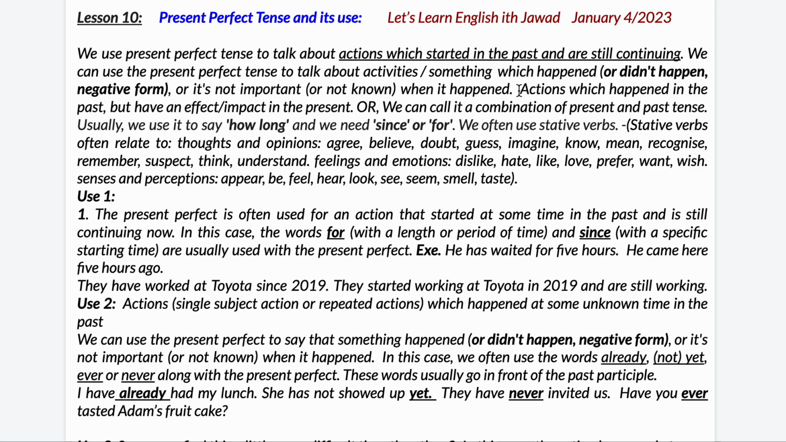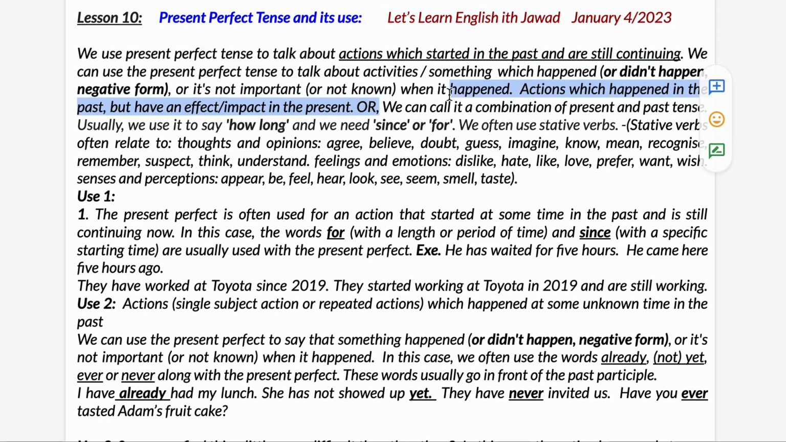Or we can also say that actions which happened in the past but have an effect or impact in the present. So something we did in the past, but the effect is here in today's world. We're not talking about the past. We're talking about the present time. Or we can call it a combination of present and past tense. So this all comes here.